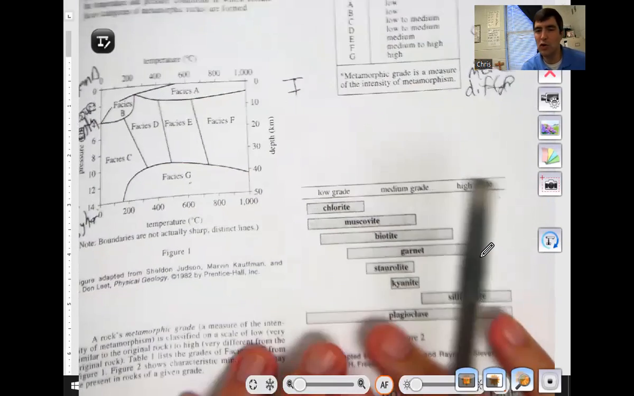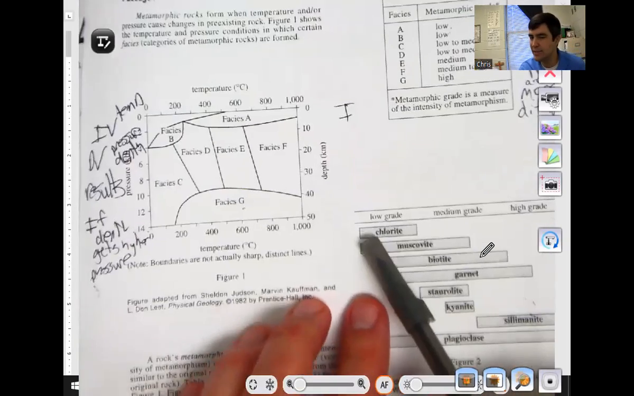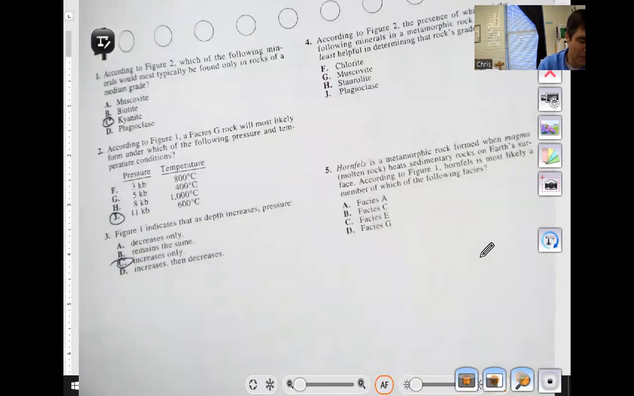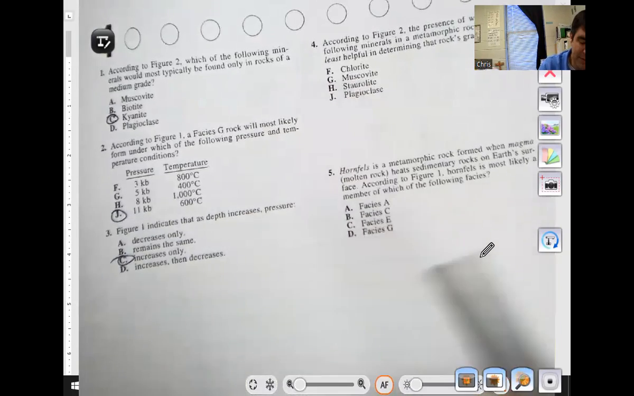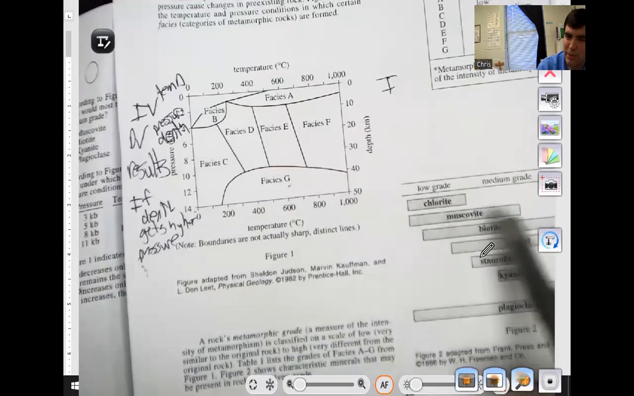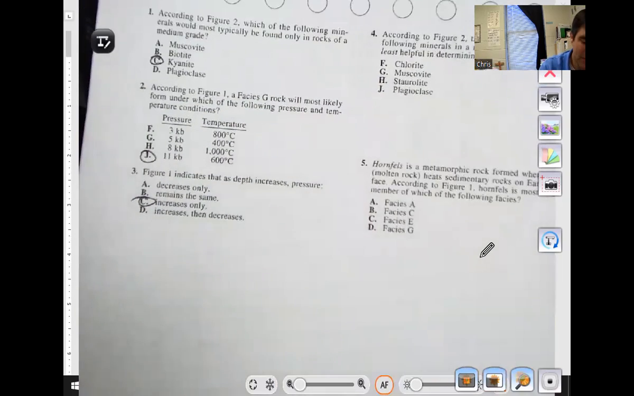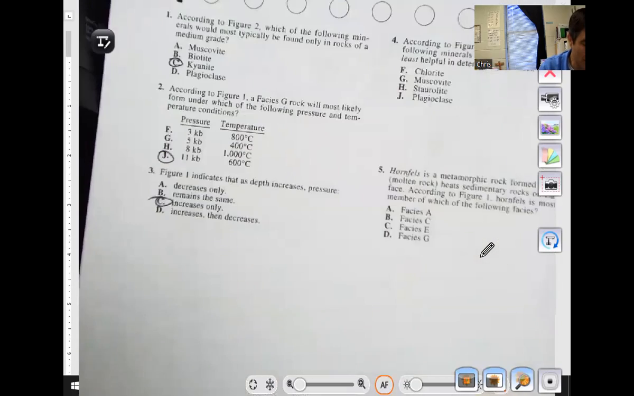Let's look at the first one. That first one says chlorite. It seems like that would be kind of helpful to understand what type of grade it is. The next one is muscovite. Muscovite is low and medium, so it's not the most helpful. Chlorite's more helpful. How about staurolite? It's mainly medium, so that would be very helpful.